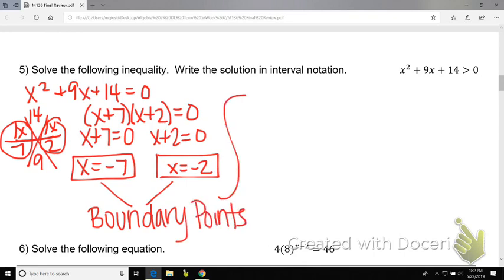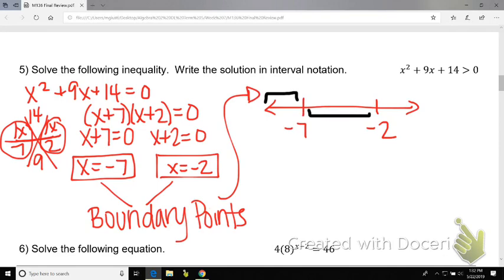And what we're going to do with it is I'm going to draw a number line. And I'd like you guys to just put negative 7 further to the left, and we'll have negative 2 further to the right. And if you look at that number line right now, how many sections is it split into? It's split into 3 sections. You've got one section here, so less than negative 7. You've got one section in the middle that goes from negative 7 to negative 2, and then you've got this other section that's greater than negative 2.